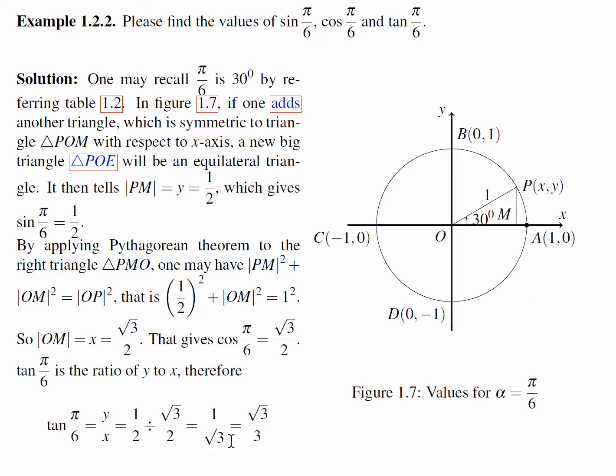Rationalize this one by multiplying radical 3 on both numerator and denominator. The numerator is 1 times radical 3, which is radical 3. Downstairs, radical 3 times radical 3 is just 3. So we then have radical 3 over 3. All right? So we have found all the values for the special angle 30 degrees.